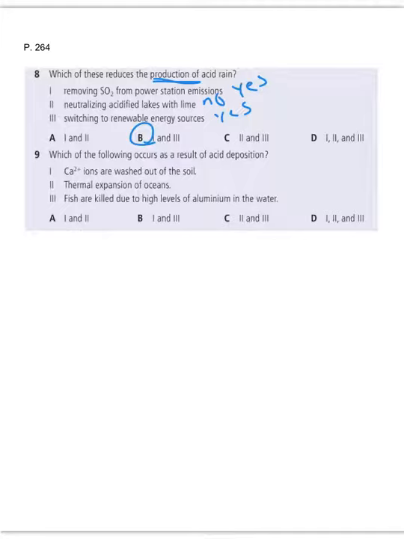Number 9, which of the following occurs as a result of acid deposition? Ca2 plus ions are washed out of the soil. Yes, different ions can be leached out of the soil. Thermal expansion of oceans, that's part of the warming of the earth, but that's not from acid deposition. That one can't be blamed on acid rain, even though it's occurring. And fish are killed due to high levels of aluminum. That also can happen. So again, B, 1 and 3 are the ones that can be blamed on acid deposition.